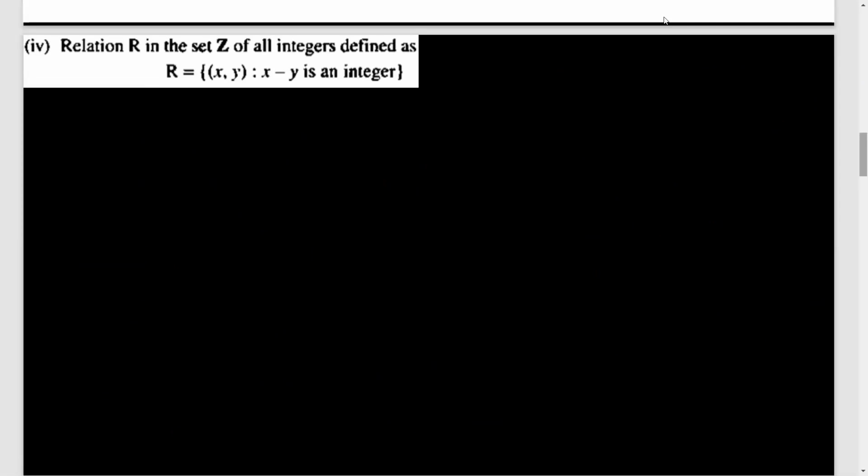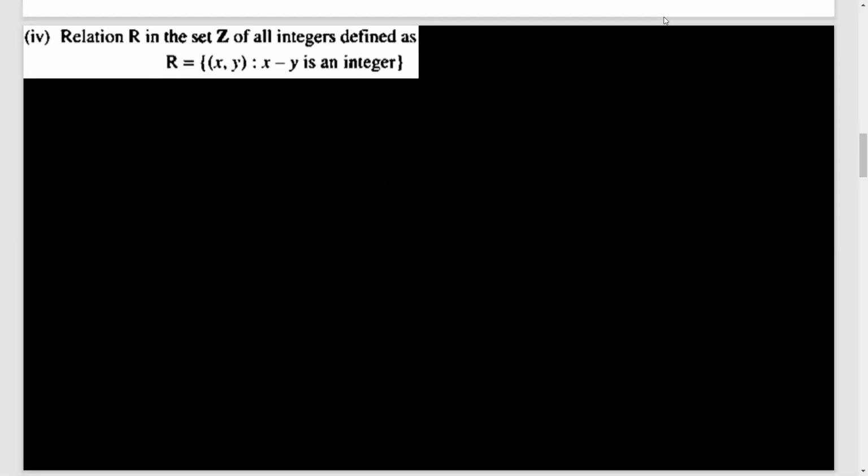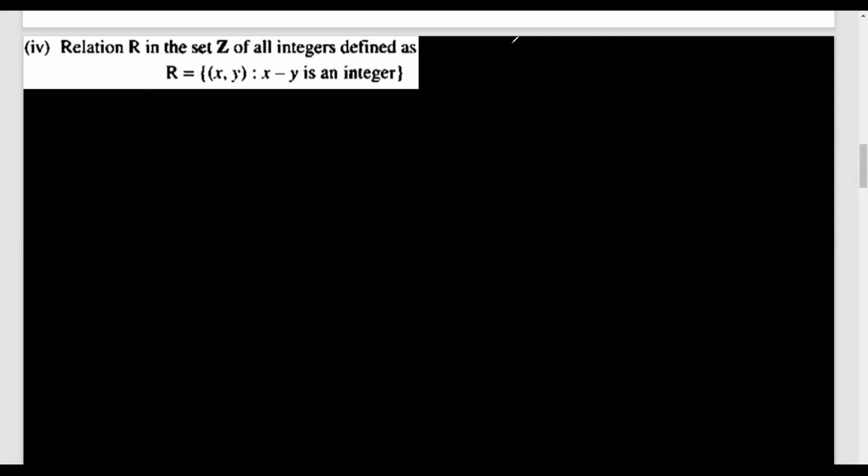Relation R in the set Z of all the integers: R is equal to (x, y) such that x minus y is an integer. So here any number is possible because all the numbers are integers, isn't it? This will be an example for an infinite set. We can write (-1,-1) because minus of minus will be plus. 0 is also an integer. So (0,1), (1,1), (1,2), etc. So these are the possible ordered pairs.